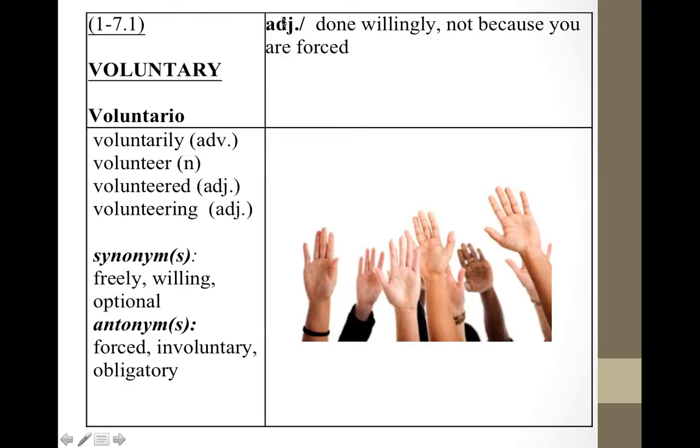It's describing a noun. Let's go over the familiar words, synonyms and antonyms before we jump into the definition and the example. Familiar words that derive from voluntary are voluntarily, an adverb; volunteer, a noun; volunteered, adjective; volunteering, also an adjective. Be careful: even though these are adjectives, remember that we're using it as the base form, voluntary, adjective.